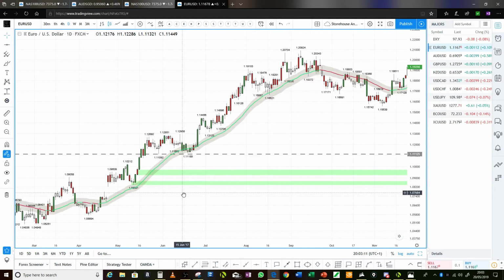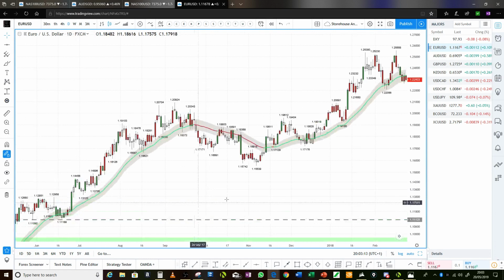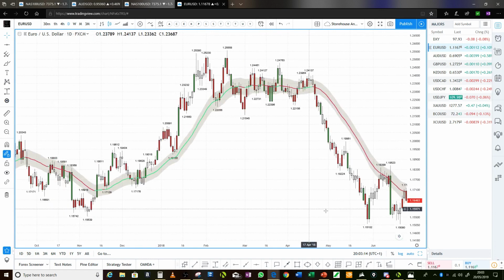If prices continue to fall, these would be the areas to look for either bounces or to take some money off the table if you're already short. So for now, this is what we have. The buyers in the short term will be looking down in here and the sellers up in there. All right, so that's the euro. Let's take a look at the Aussie.